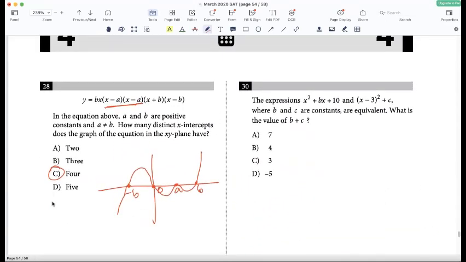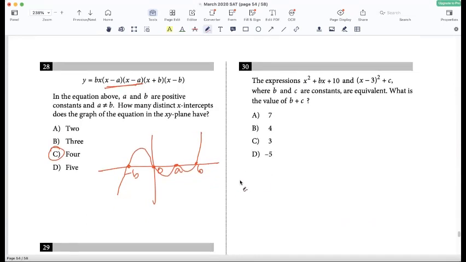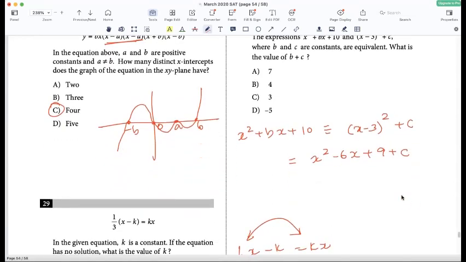The expressions this and this are equivalent. What is the value of b plus c? Okay. So x square plus bx plus 10 is equivalent to x minus 3 whole square plus c, which is x square minus 6x plus 9 plus c. So comparing the coefficients, b will be minus 6 and 9 plus c is 10. So c is 1. So what is b plus c? Minus 6 plus 1, minus 5.